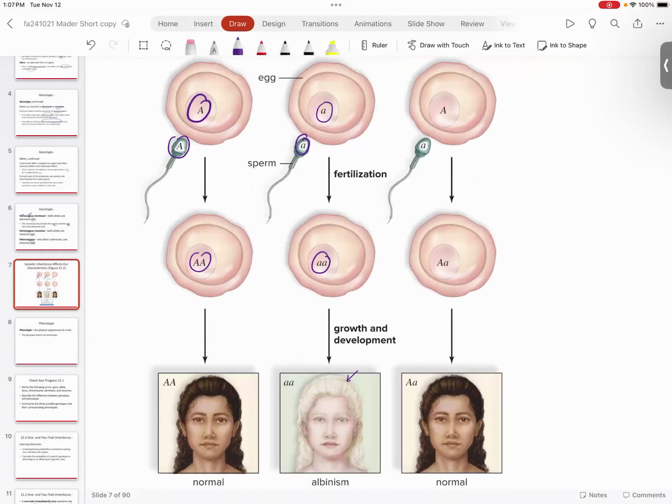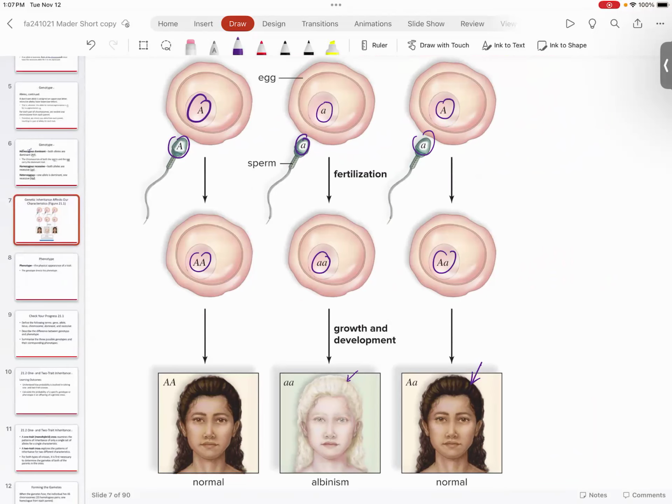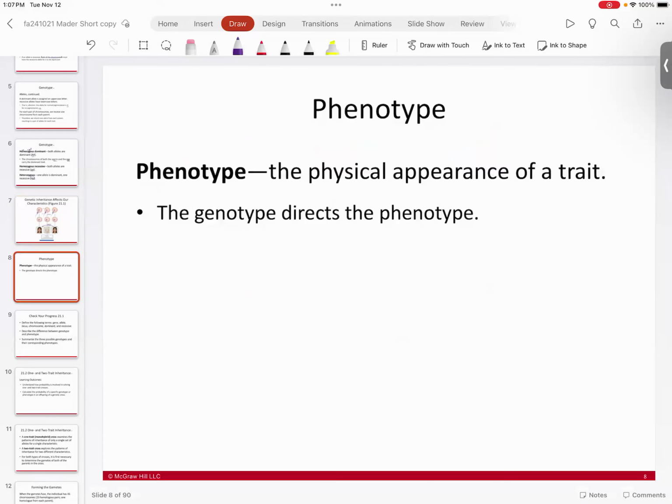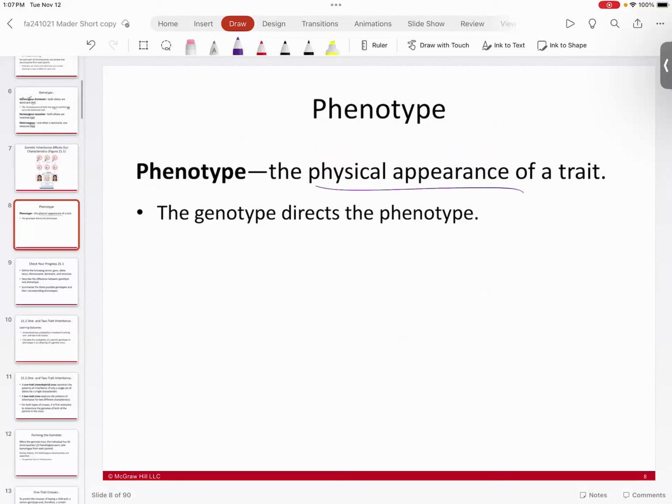And then, of course, if mom gives one dominant and dad gives a recessive or vice versa, then that means we're going to be a heterozygote, which basically means, for the most part, because of the dominance of the dominant allele covering the recessive, we oftentimes will look very similar to the homozygous dominant. And so that basically would be our phenotype. Our phenotype is essentially the physical manifestation of all of these traits. And oftentimes the genotype directly predicts what your phenotype is.